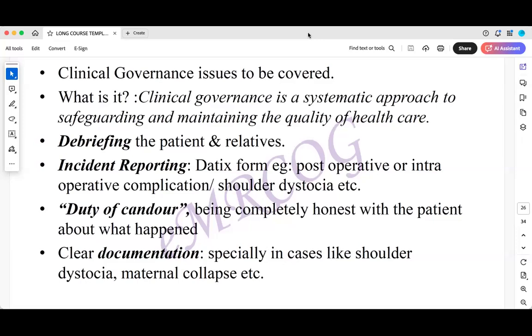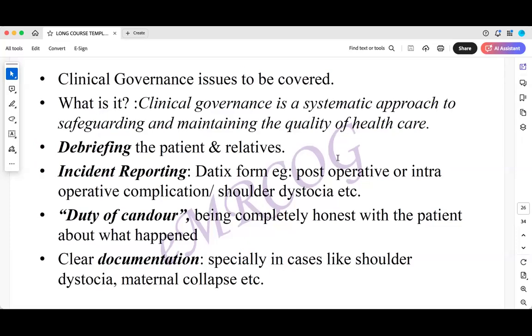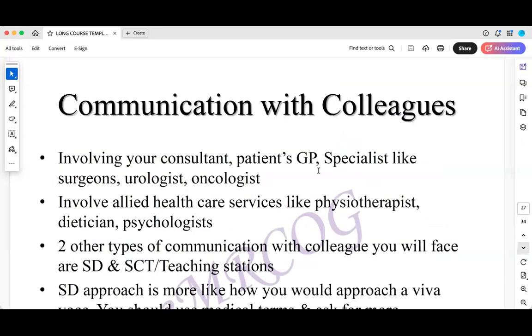Clear documentation. So this is something at the end of any station, okay, that you have to make sure is covered. Especially in the complication station, you have to cover the debrief, documentation, DATIX, which is the incident reporting, and the duty of candor. We call it the 4Ds at the end of the station.